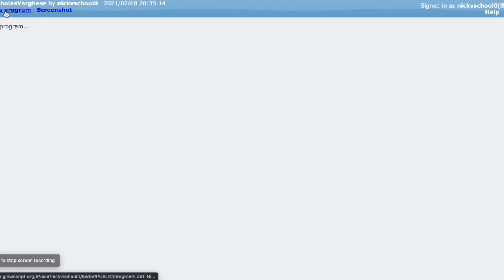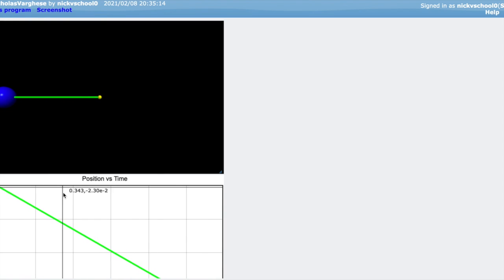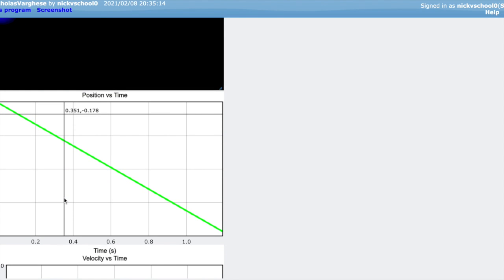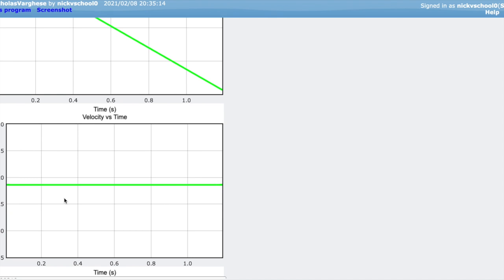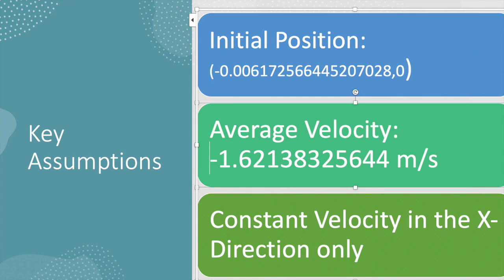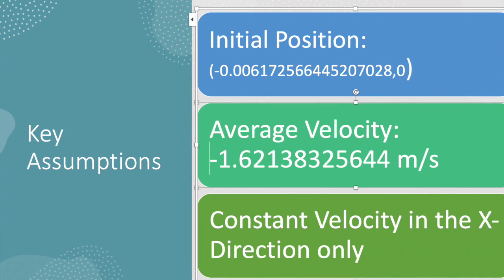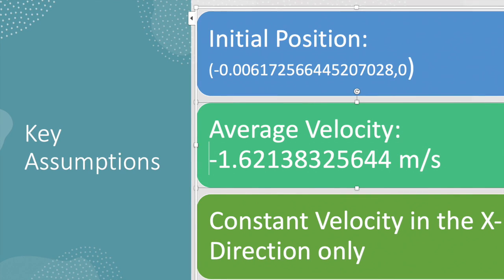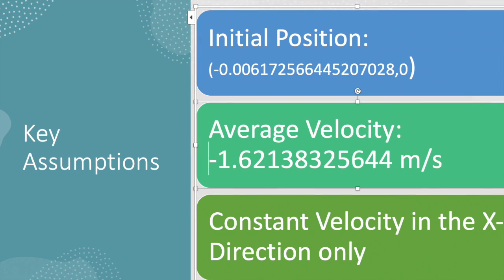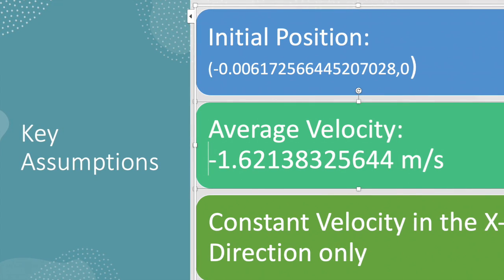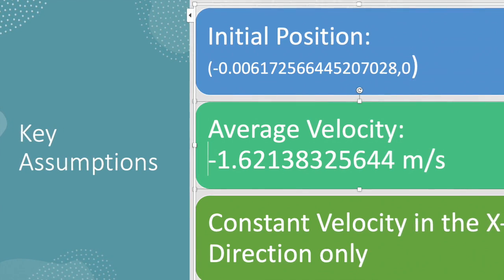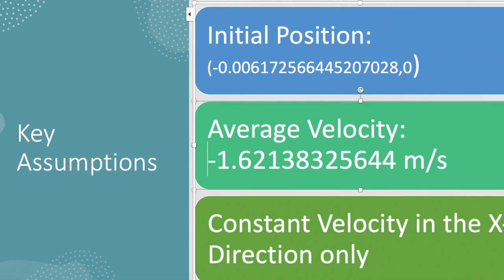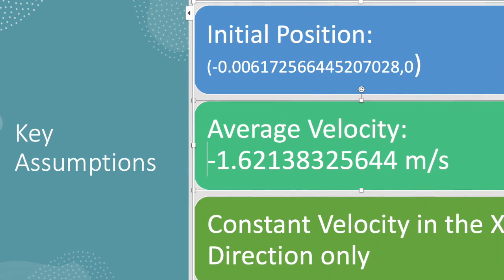This next image is a recording of my GlowScript model output. As seen in the video, the ball, which represents the Coke can, moves in the negative x direction at a constant velocity. Some important assumptions made in this GlowScript model were the initial position of the Coke can and the average velocity, which was calculated by taking the final position of the can that was found in Tracker and subtracting it from its initial position, which was also found in Tracker, and dividing that by the total time that elapsed between the initial and final position, which was also found in Tracker.